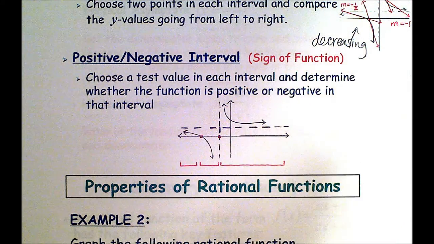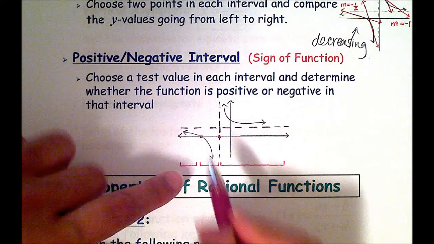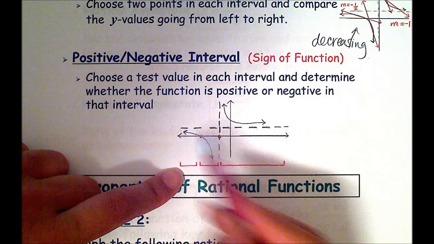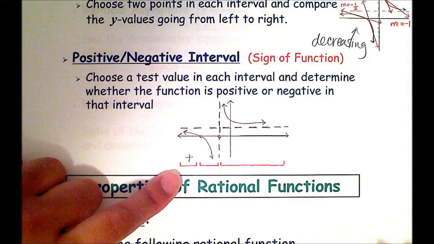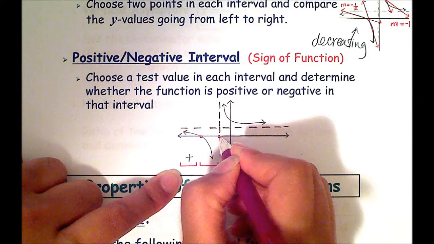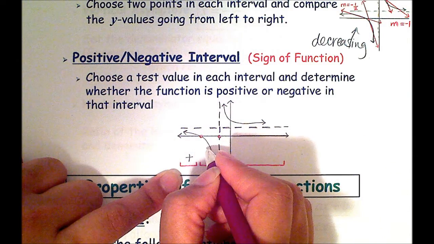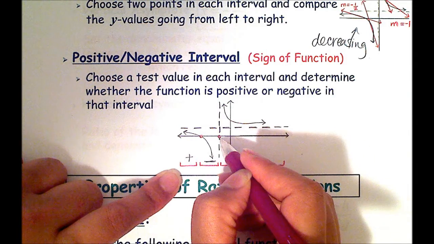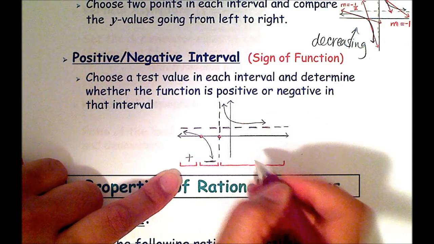You'll notice that there's a significant change in the function along those 3 segments. In the first interval, the function is above the x-axis, so that means this is where it's positive. In the second segment, between the x-intercept and the vertical asymptote, you'll notice that it's below the x-axis, so that means it's negative. And in the third segment, from the vertical asymptote to positive infinity, the graph is above the x-axis, so it's positive.